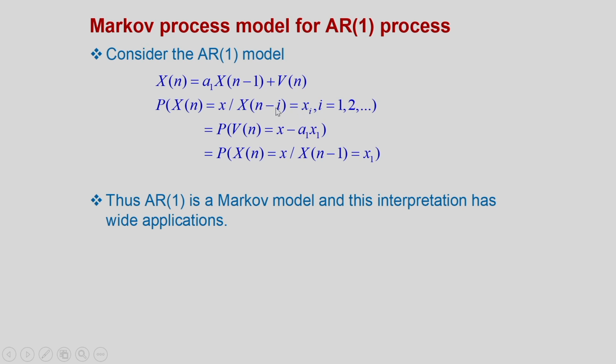So, if x[n-1] = x1, then what will be v[n]? With x[n] = x, v[n] will be equal to x - a1 x1. So this conditional probability is the same as the probability of v[n] = x - a1 x1, and the same result we get if we only consider one term, the probability of x[n] = x given that x[n-1] = x1. Therefore, this conditional probability given all the previous values is the same as the conditional probability given the immediate past, x[n-1] = x1. Such a model is known as the Markov model. Thus, AR1 is a Markov model, and this interpretation has wide application. Later on we will see.